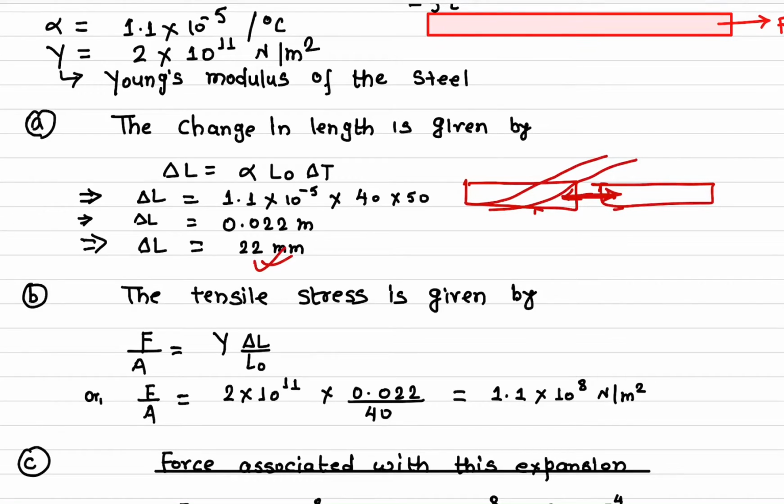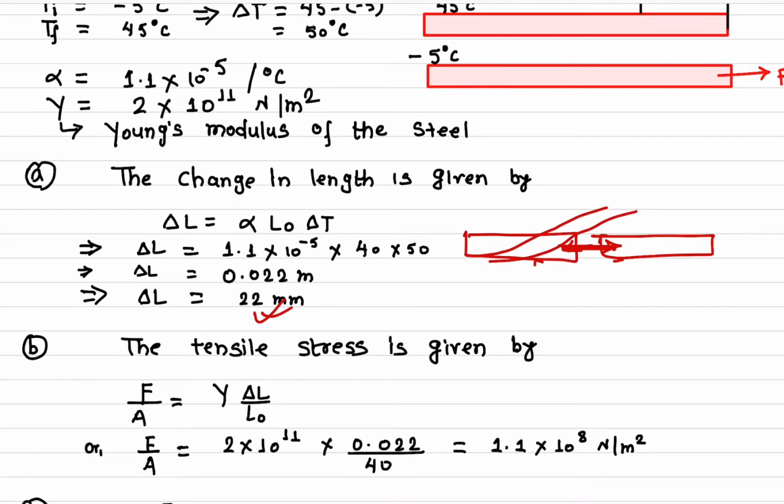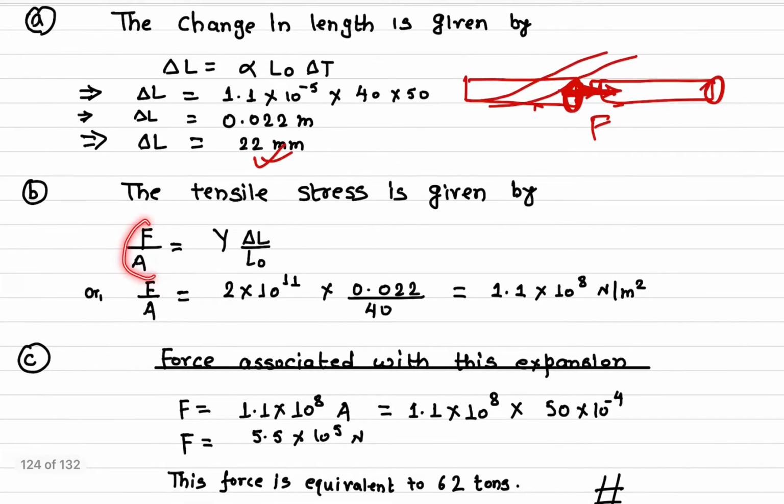Now let's calculate how much force it exerts, or how much force is required to make this change in the length, which we can calculate by the tensile stress. The tensile stress is the force divided by the unit area of the segment. The force per unit area, that we call the tensile stress, is given by this equation here. Y is the Young's modulus of the material, delta L is the change in length, and L naught is the initial length. The Young's modulus is given, we just calculated the change in the length, and this is the force per unit area, or the tensile stress.